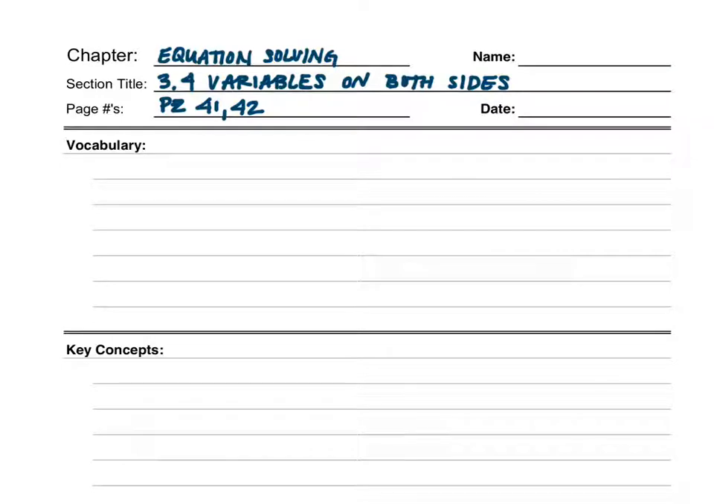We are now on the section of 3.4, variables on both sides. So we're going to be solving equations that have an unknown both on the left-hand side of the equal sign and on the right-hand side.